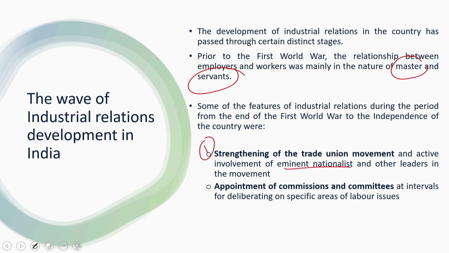So this is again something related to the sense of ownership. When you are treated as slaves in our own country, there will be a sense of ownership that will make more and more nationalists come together. And this is how we saw the strengthening of the trade union movement, especially when a lot of eminent nationalists jumped into the ship. The second was the appointment of commissions and committees at intervals for deliberating on specific areas of labor issues.